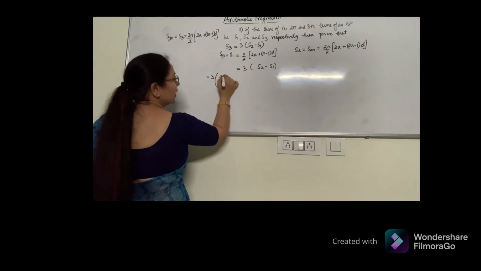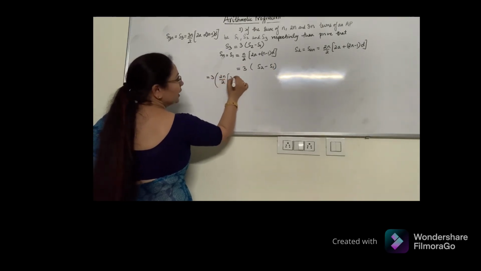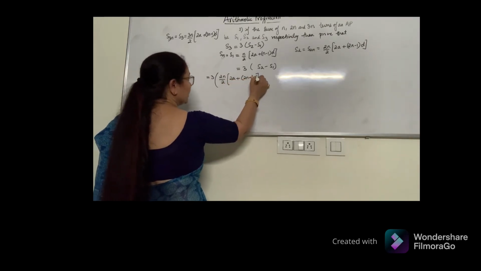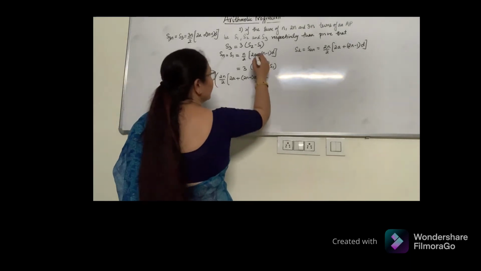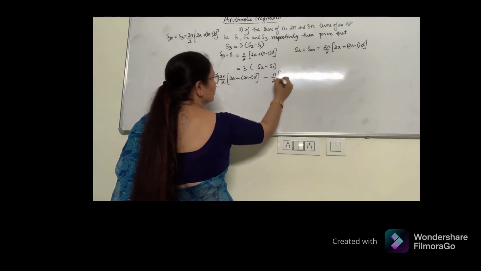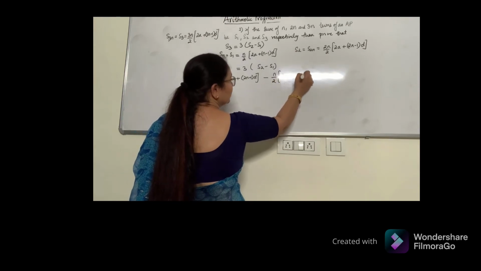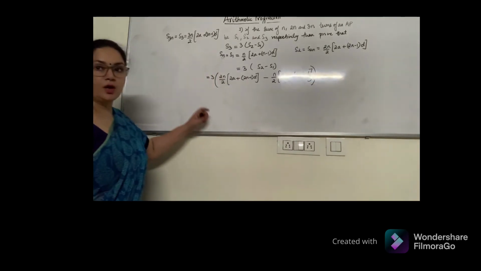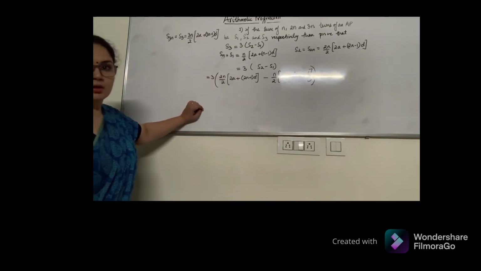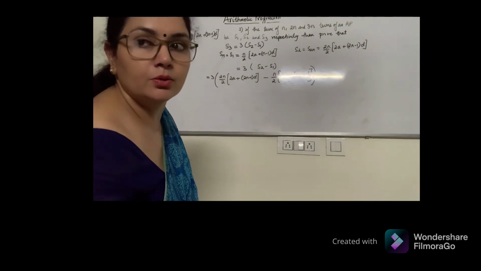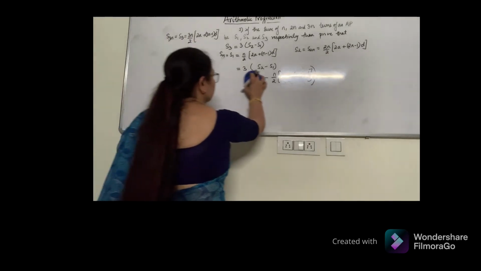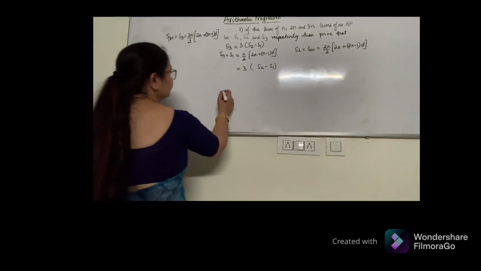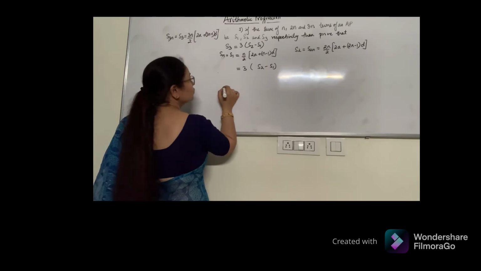S2 is 2n by 2, 2a plus 2n minus 1 d. And then minus S1, that is n by 2, 2a plus n minus 1 d. This we have to do. There is a glare there, so I'll write it somewhere down. I'll not use this portion.